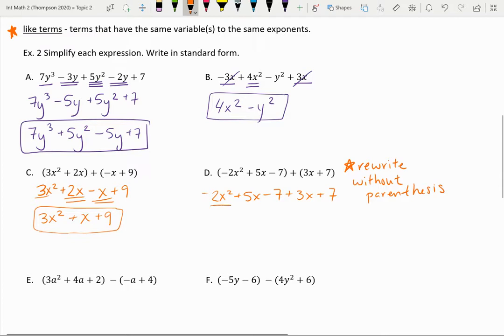I only have one term that's got an x squared, so I'm just going to write that down. Then I've got a plus 5x and a plus 3x, which gives me plus 8x. And a minus 7 and a plus 7, those are actually going to cancel. So I have no constant remaining.